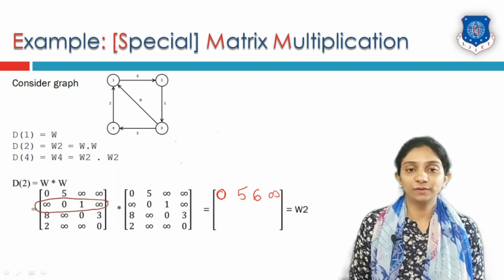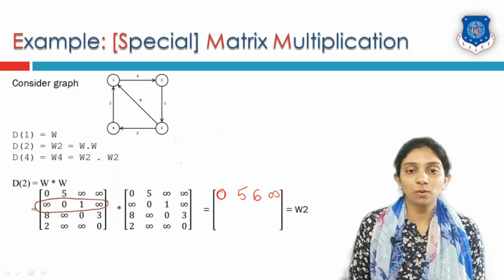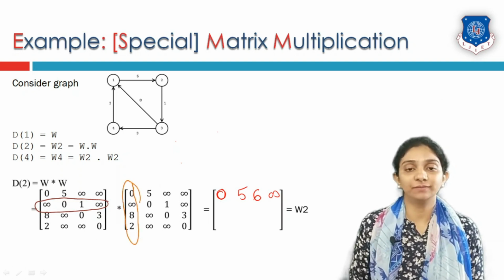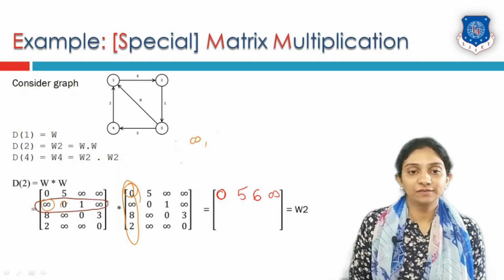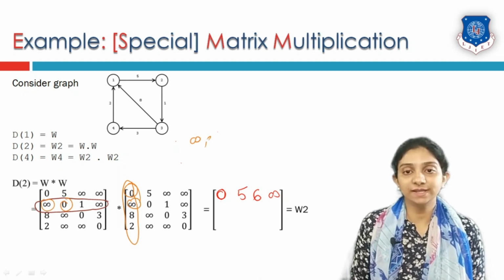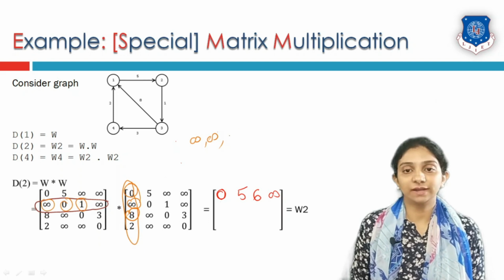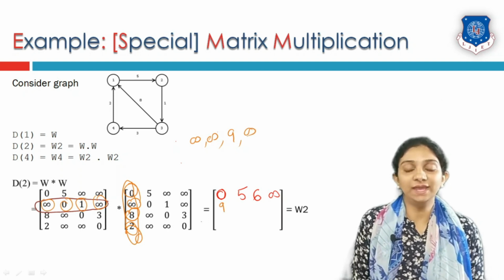Now the second row is prepared. From the first matrix we will consider row number 2. From the second matrix we will consider one column at a time. So first we will add infinity with 0, that is equal to infinity. 0 is added with infinity, that is also infinity. 1 is added with 8, that is equal to 9, and infinity is added with 2, that is equal to infinity. So the minimum value here will be 9.